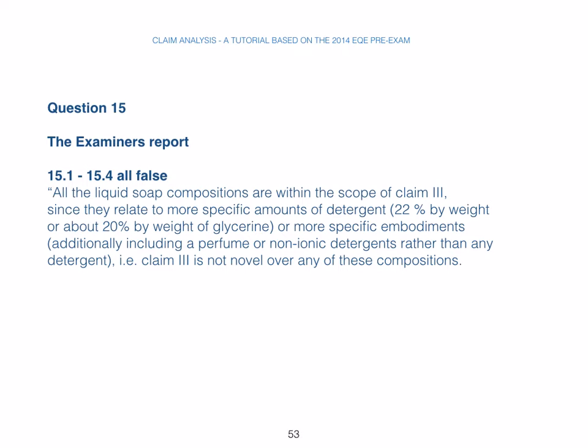About 20% anticipates the end point of the claim, 20%. The perfume question, perfume is included in the claim because of the open definition of the word comprising, allowing for the possibility of other components. And non-ionic detergent is more specific than detergent, therefore the specific anticipates the general once again.